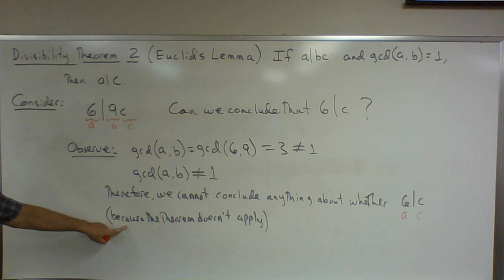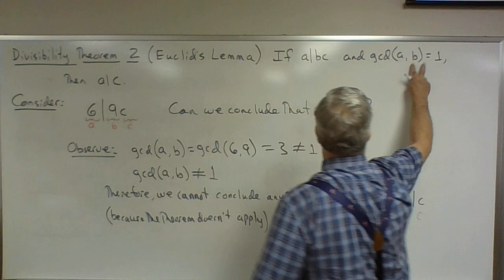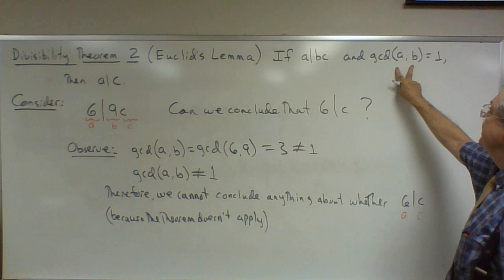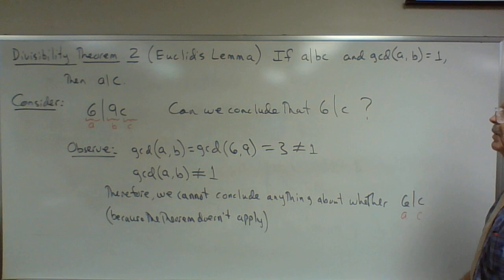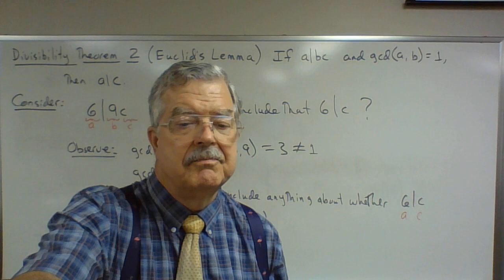Theorem doesn't apply because this hypothesis is not satisfied. Greatest common divisor of A and B is not 1. So, hey, does A divide C? But we don't know. Can't tell. Let's look at another case. Let's look at this one.